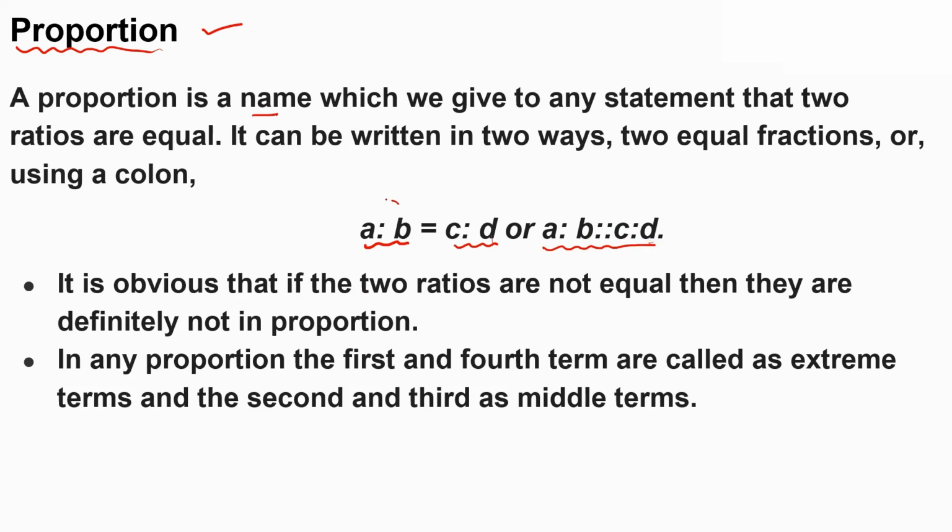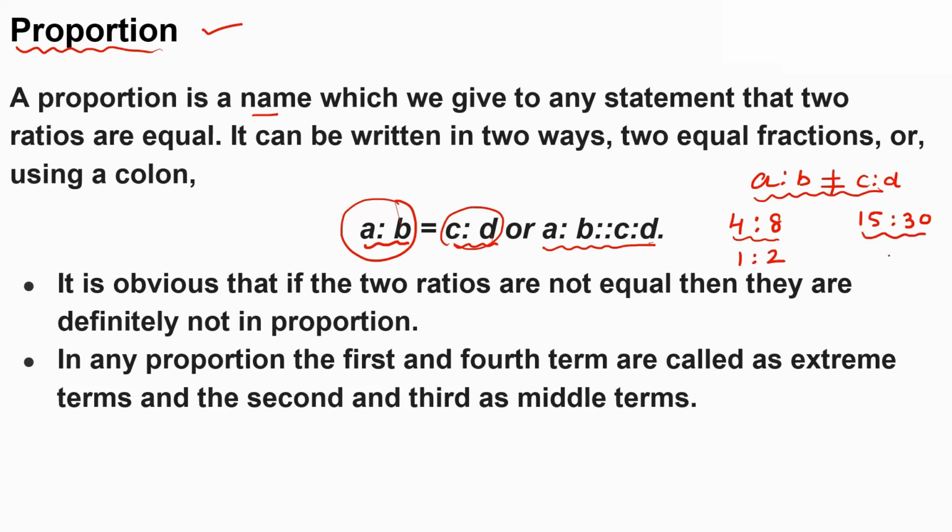It means whatever the ratio of A is to B, that's the same ratio of C is to D. If they are equal, they are said to be in proportion. If A is to B is not equal to C is to D, it means they are not in proportion. For example, let's suppose 4 is to 8 and 15 is to 30. If I find their ratios, I get 1 is to 2 and I also get 1 is to 2. They are the same. It means they are in proportion. It means A, B, C, D are in proportion.